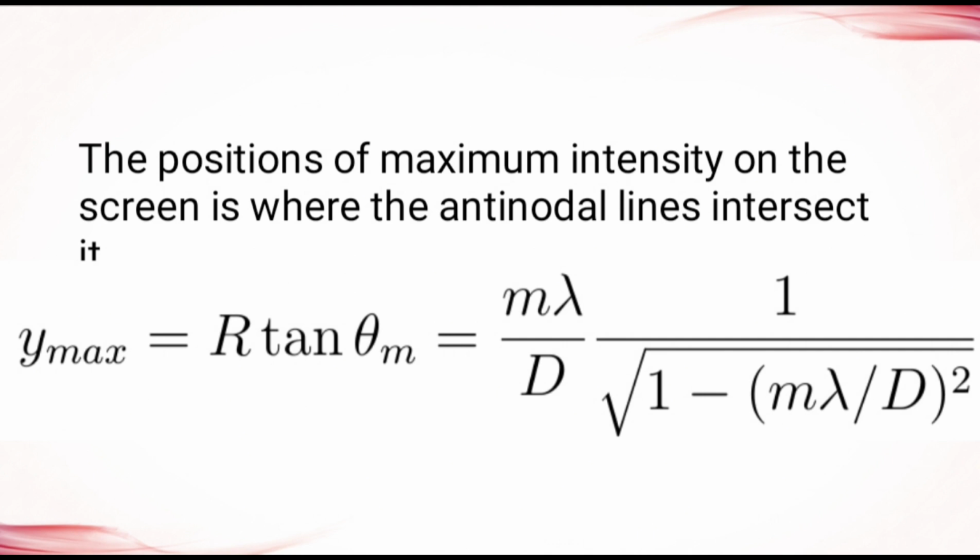To calculate the maximum intensity on the screen, we have y max equal to R times tan theta M, which is equal to M lambda over d times 1 over the square root of 1 minus (M lambda over d) squared, where R is the distance to the screen, d is the separation of slits, lambda is the wavelength, and M is the order of the fringe.